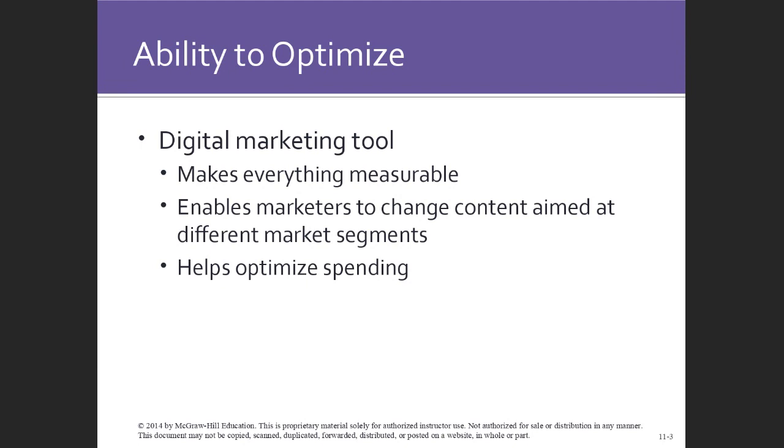It enables marketers to change content aimed at different market segments. We can take the same product and write a different blurb for it, and we can point that at people that log onto our site, say from an Apple computer versus a Microsoft computer, something that might be of more interest to them. Airlines do it, and we can point the same product to different people with different messages. So it helps us optimize spending or be more efficient with spending.